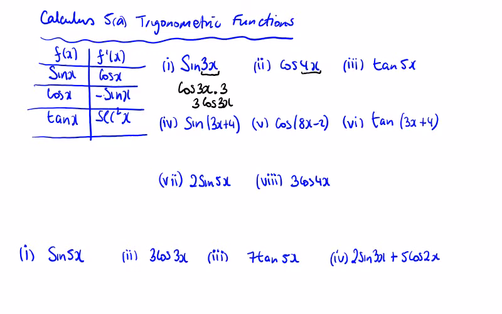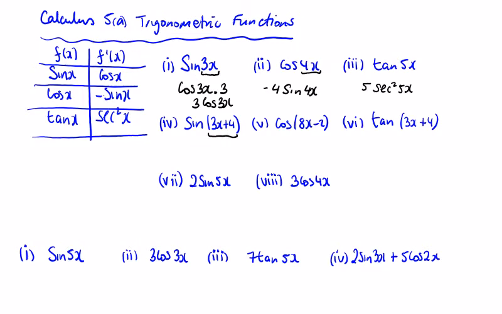Now we can differentiate the angle first because you know what to do. So we're differentiating the angle 4, and cos 4x goes to minus sine 4x. I put the minus in front, minus 4 sine 4x. This one we're going to have a 5. Tan 5x goes to sec squared 5x. So we get 5 sec squared 5x.